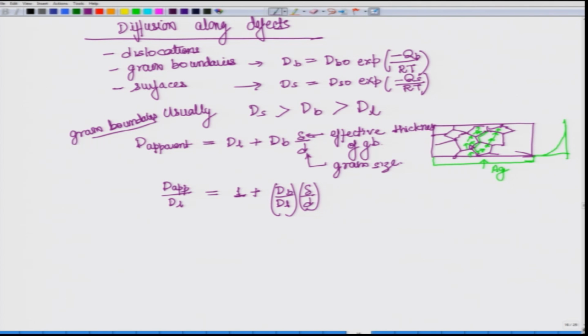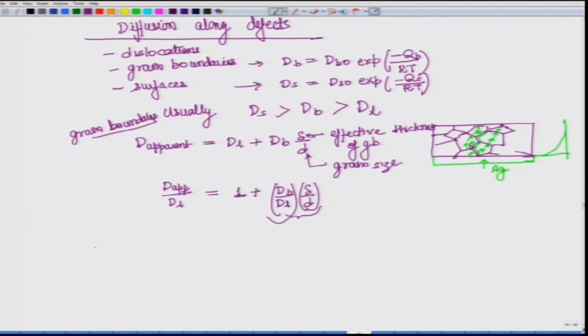So you can see that D apparent is 1 plus some quantity. So obviously what it is saying is that D apparent will be always greater than D lattice, but by how much will depend upon this quantity, and in particular delta by D, because dB is almost always orders of magnitude higher than D lattice. Now what the ratio between delta by D is will decide the overall factor, and therefore you can find out or predict what this diffusion profile will look like.